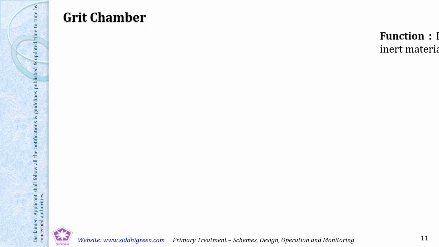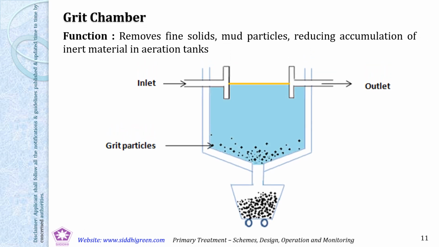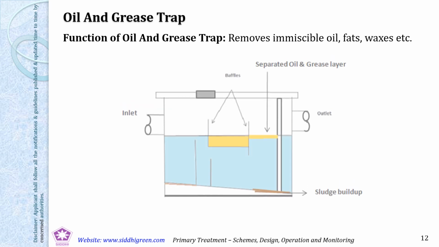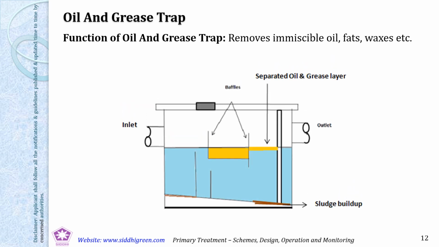Following is the grit chamber, where effluent enters into the chamber where the velocity is slowed down and solids get time to settle at the bottom. Oil and grease trap: effluent is allowed to pass through the compartments in laminar flow so that the oil and grease rise to the surface and float, which is then removed from the top manually.